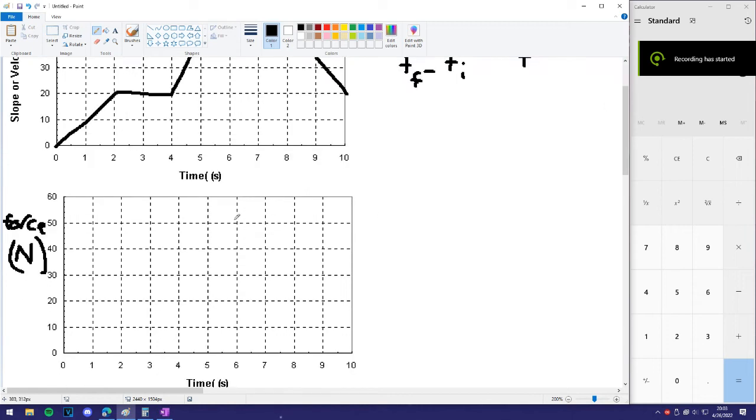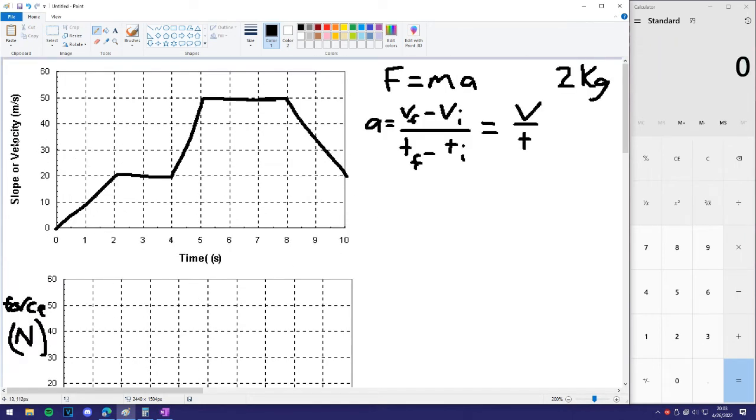Okay, so this is how we're going to create a force time graph using a velocity time graph. What we want to do is find the acceleration of this object. This object weighs 2 kilograms. To find the acceleration, we're going to use the acceleration formula right here, which is the final velocity minus the initial velocity over the final time minus the initial time.